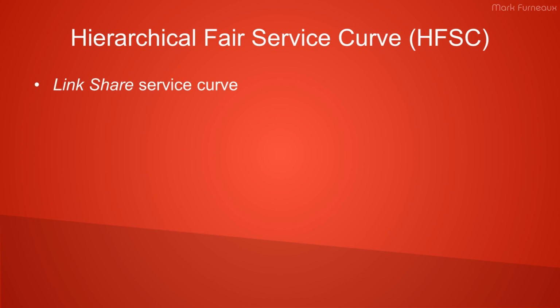So the link share service curve is kind of like the normal target for the algorithm. It's what I've been talking about previously. It will attempt to do its best to satisfy that service curve, and it will also borrow. It can exceed that service curve by borrowing bandwidth from other queues and adding that bandwidth onto the link share service curve.